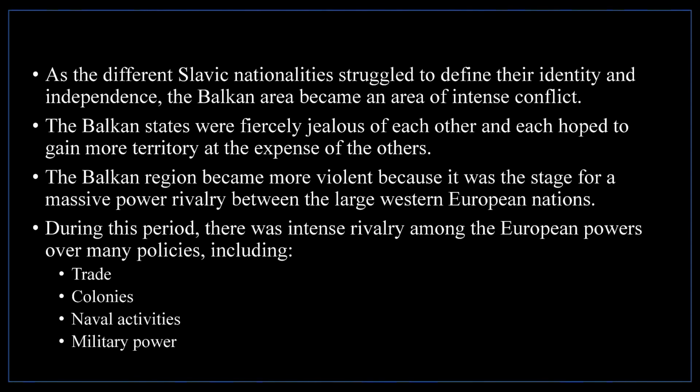During this period, there was intense rivalry among the European powers over many policies, including trade, colonies, naval activities, and military power. The Balkan region was already experiencing the wave of nationalism that had begun in Western Europe in the late 18th century and the beginning of the 19th century. Thus, it became a very violent place, as always happens when people are experiencing waves of nationalism.